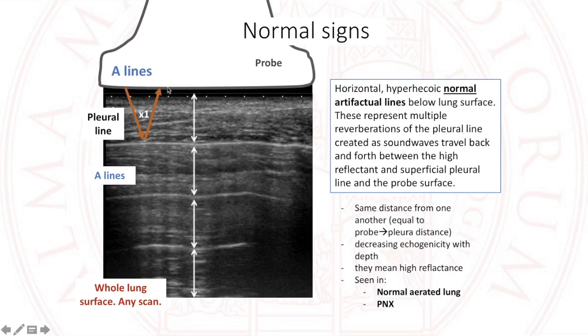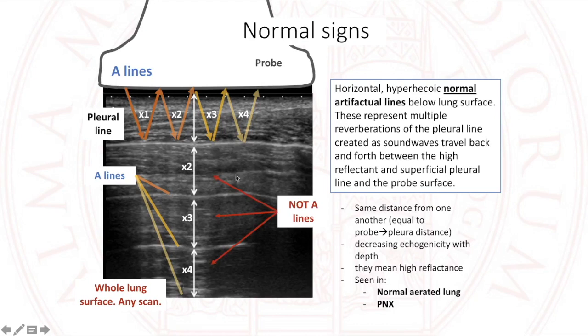But since here sound waves have so much energy left, they can be reflected back from the probe and they can travel the same distance twice. As they are read by the probe, the machine is going to depict not only the pleural line but also another line which is exactly the same at twice the distance. This is called an A line, and this process can repeat itself a few times, so we can have different A lines at always the same distance in depth.